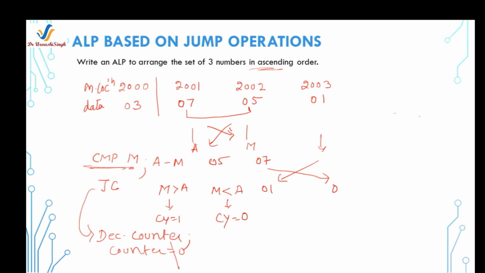So after swapping, these are the locations of the data, but yet the program is not completed because here in the first location you have 05 and in the second location you have 01. So one more swapping is to be performed. If there is a swapping, it means there is a chance that your data is not arranged.